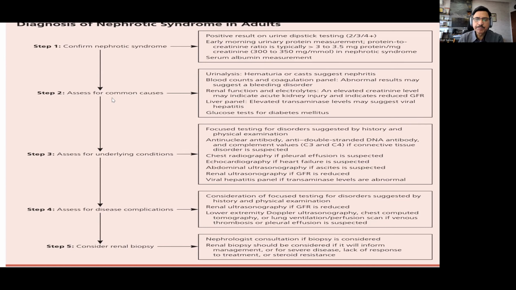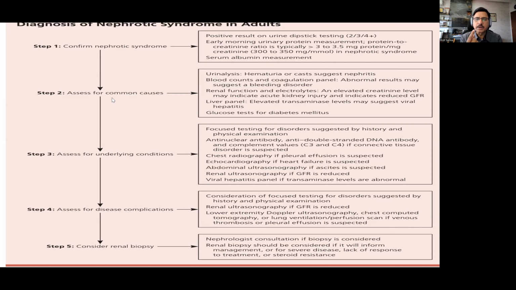Yes, sir. For biopsy, nephrologist consultation should be taken and should be considered if it will inform management, or in any severe disease, or lack of response to the treatment, or steroid resistant cases. We will go for renal biopsy, sir.